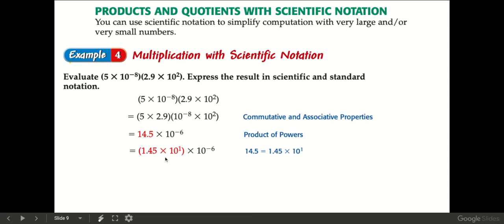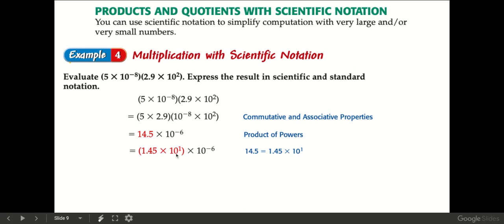And someone might say, why did you rewrite it like that? Well, if I take 1.45 and multiply it by 10, that gives me 14.5. These two things are equivalent to each other. But the main reason is I need this value to be between 1 and 10. So now it is. 1.45 does fall in between 1 and 10.